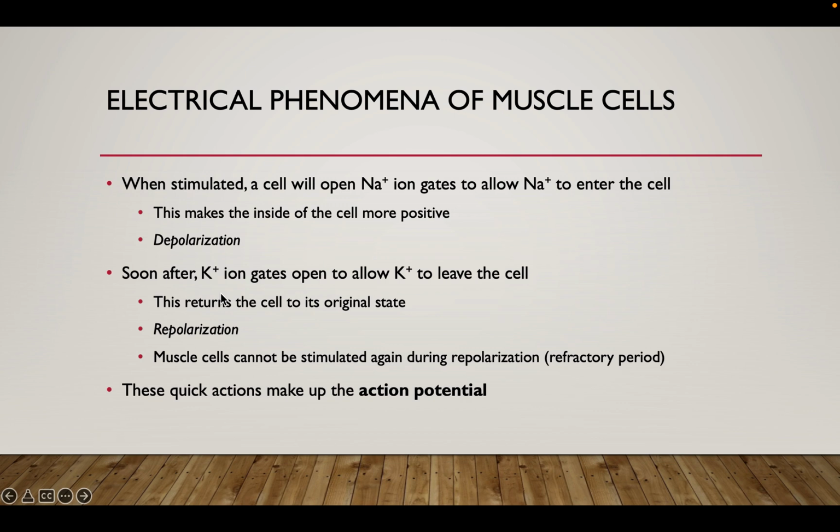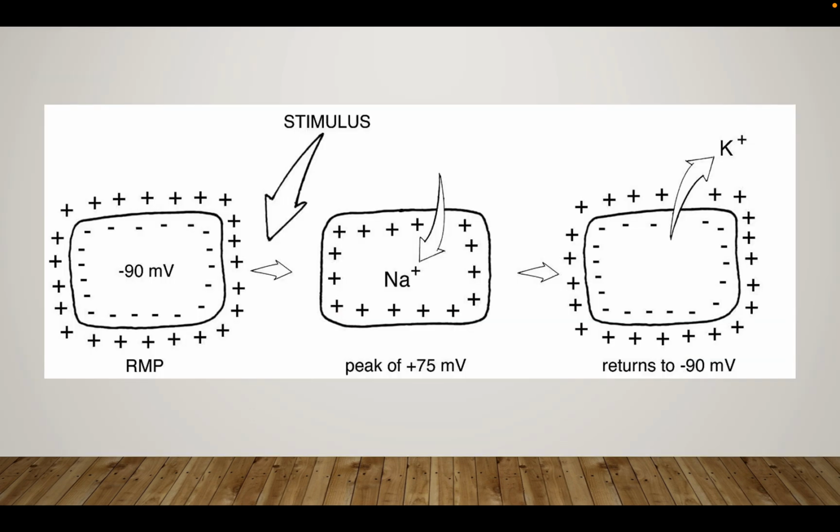We then have, after that happens and we reach some maximum voltage point, our sodium gates closed, and our potassium ion gates open, and now allow potassium to leave. We said that potassium is primarily inside of the cell, so it goes from an area of high concentration inside to an area of low concentration outside, and this is called repolarization, okay? During this time, muscle cells cannot be stimulated again, and it's called the refractory period, and both of these things, this depolarization and repolarization, make up our action potential, okay? So that's the basis of our action potential and what we will begin to talk about here.